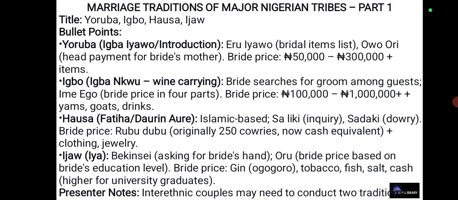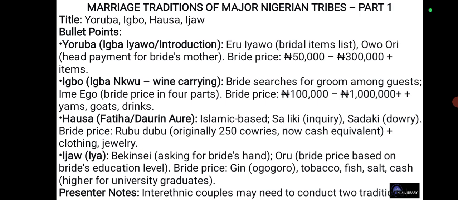All right. So in Hausa, it is Islamic based, and they pay what we call dowry. Then after that, you also buy clothes and jewelry. Then we have what we call the Ijo. For the Ijos, bride price is paid based on the bride's educational level. So if the parents have trained the child to degree level, the pay is different from the one that has not trained the child at all.